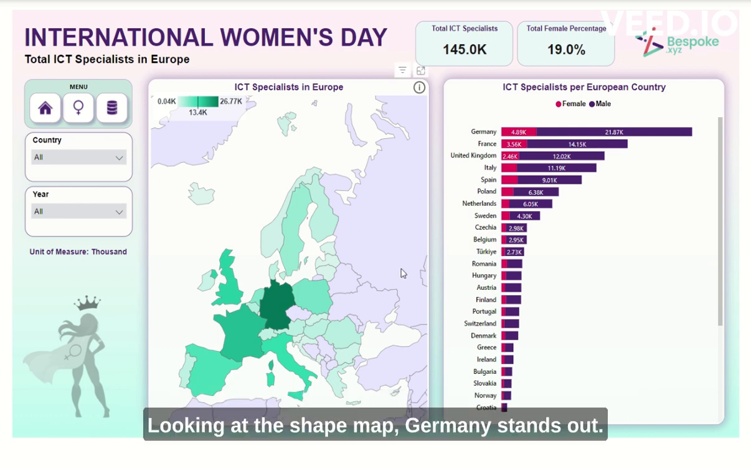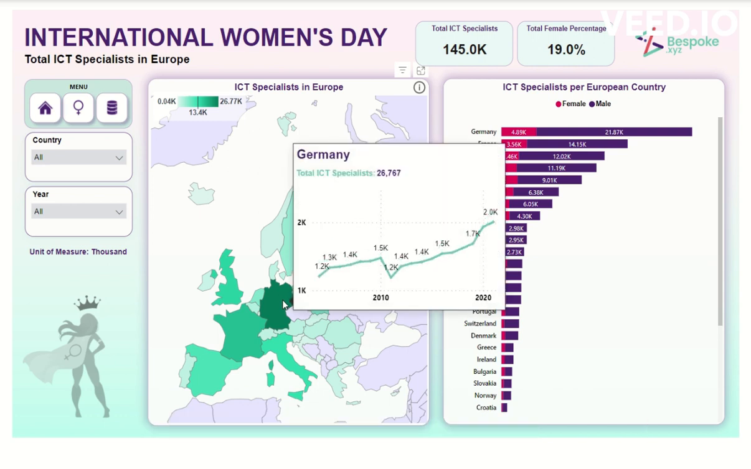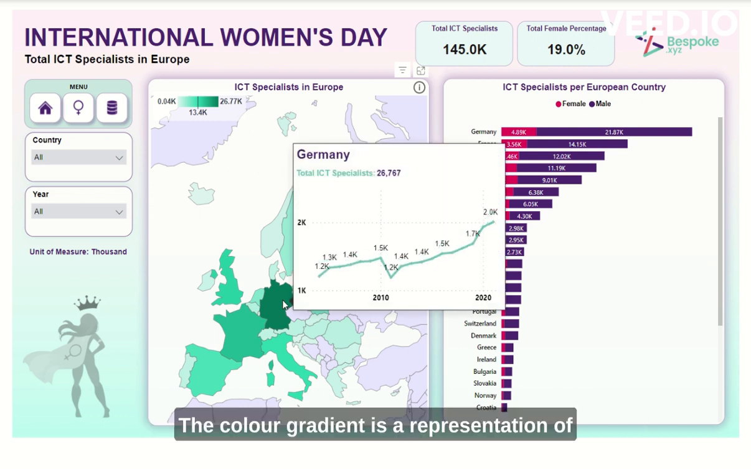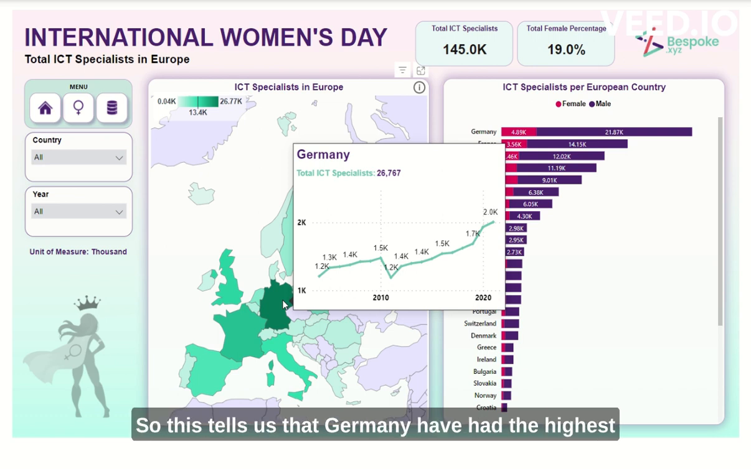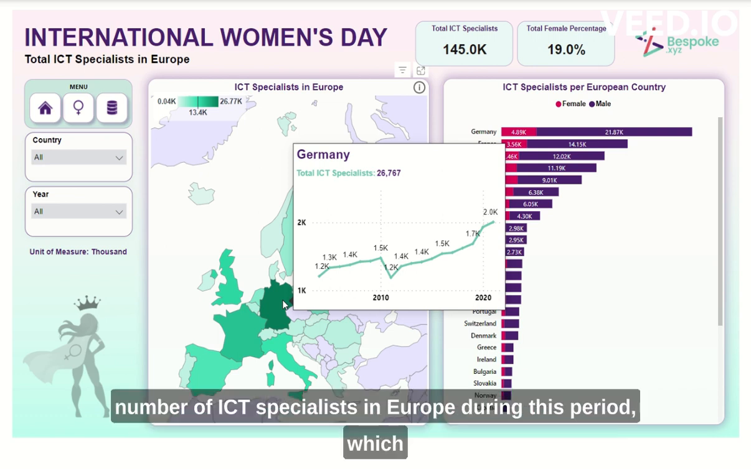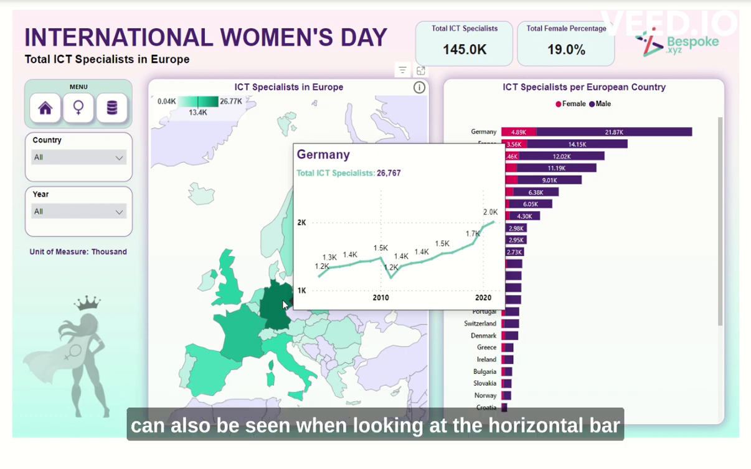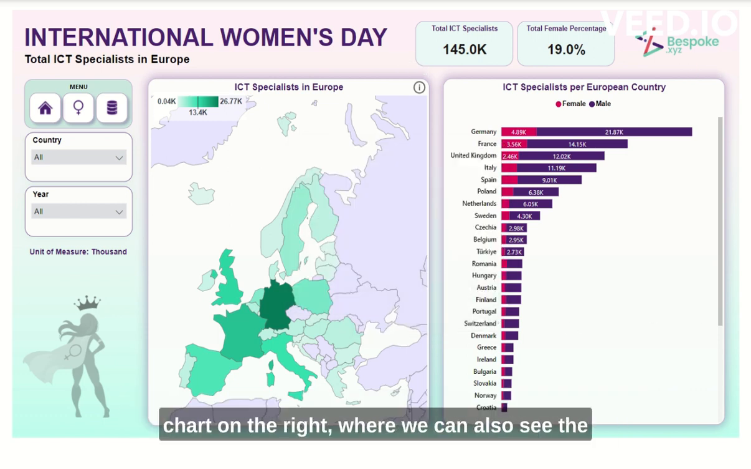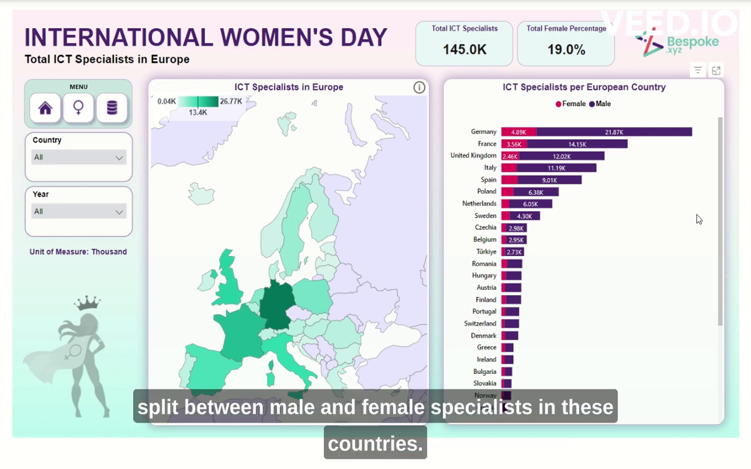Looking at the shape map, Germany stands out. The colour gradient is a representation of the total number of ICT specialists. So this tells us that Germany have had the highest number of ICT specialists in Europe during this period, which can also be seen when looking at the horizontal bar chart on the right, where we can also see the split between male and female specialists in these countries.